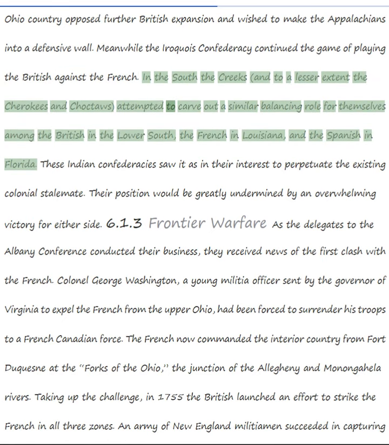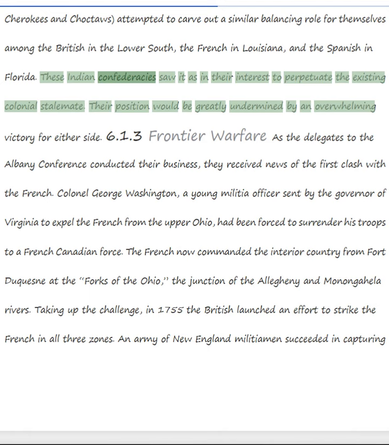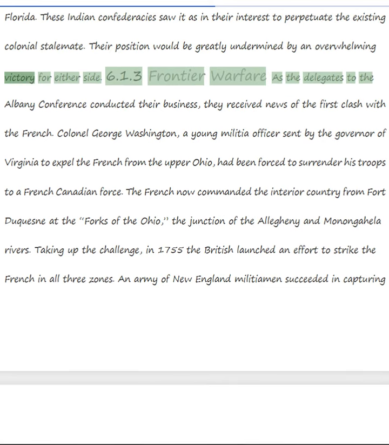In the South, the Creeks attempted to carve out a similar balancing role for themselves among the British in the Lower South, the French in Louisiana, and the Spanish in Florida. These Indian confederacies saw it as in their interest to perpetuate the existing colonial stalemate. Their position would be greatly undermined by an overwhelming victory for either side.